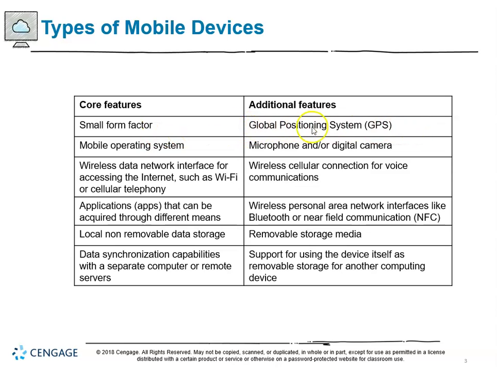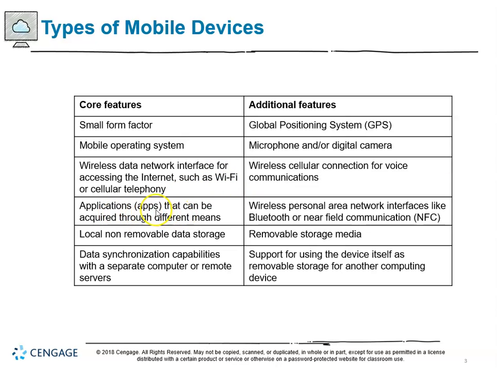Additional features over here in this column, we have global positioning system, right? That would be add-ons. But let's look at the core features first in this column. They would have a mobile operating system, so much scaled down version of what you would see in a desktop. Wireless data network interface for accessing the internet, such as Wi-Fi or cellular telephony. So Wi-Fi now seems to be ubiquitous, meaning ever-present in all the devices that we have. Even refrigerators now have, that's a large form factor, but even refrigerators have Wi-Fi capability these days.